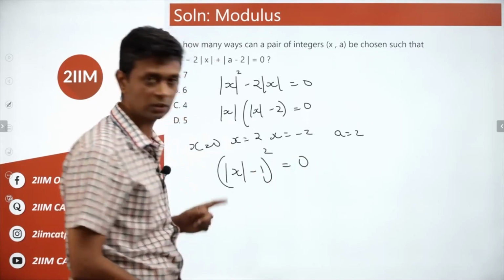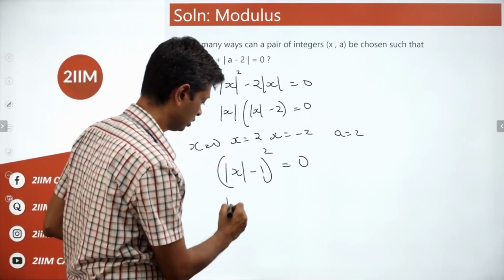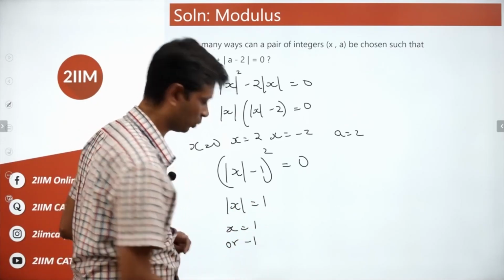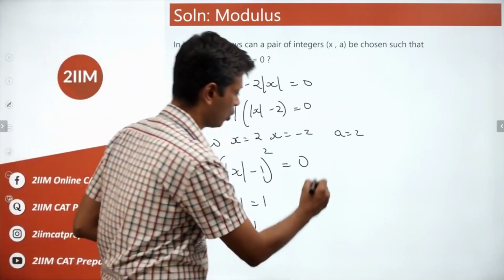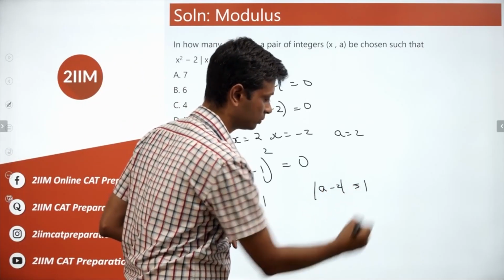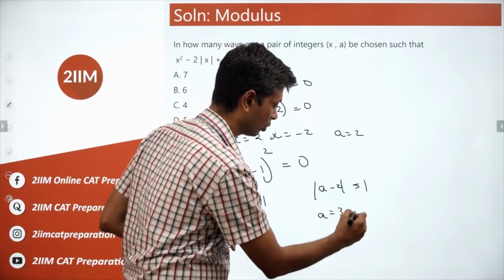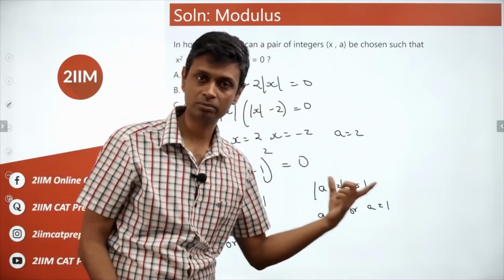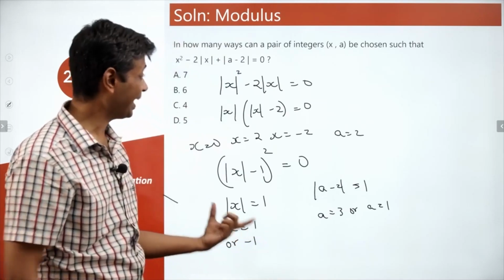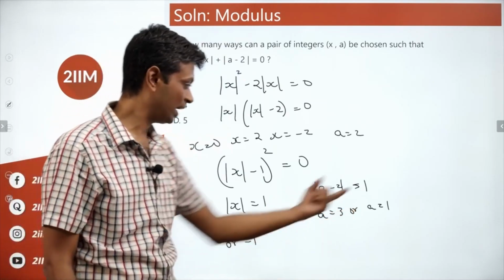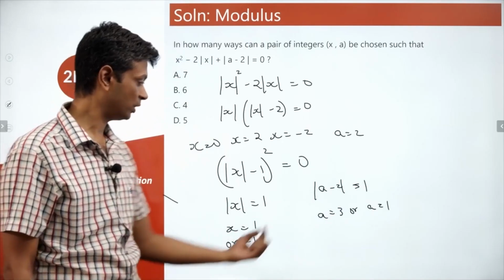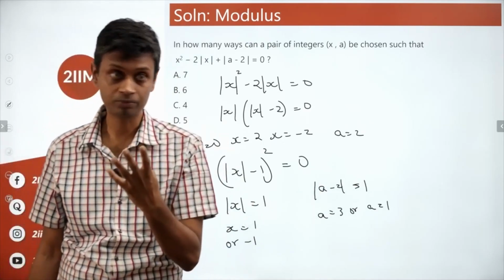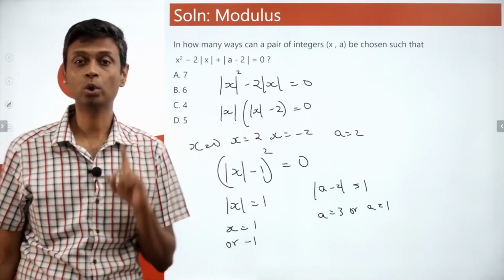Now let's go to the other scenario where we say (mod x minus 1) whole square is equal to 0. And so (mod x minus 1) whole square is 0. This means mod x is 1. X could be 1 or minus 1. This is the scenario when modulus of a minus 2 is 1, so a is 3 or a is 1. A minus 2 is 1 or a minus 2 is minus 1. Both are possible. Now, it could be x is 1, a is 3; x is 1, a is 1; x is minus 1, a is 3; x is minus 1, a is 1. 4 possibilities exist. All 4 are possible. Here we have 3 possibilities, here we have 4, totally 7.